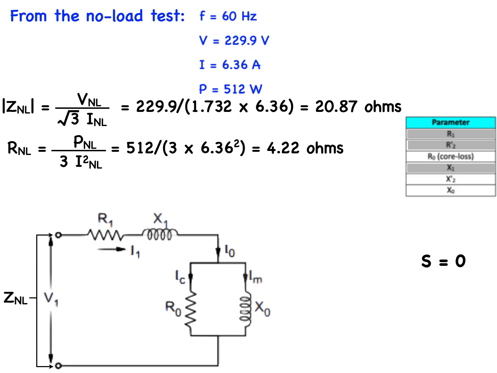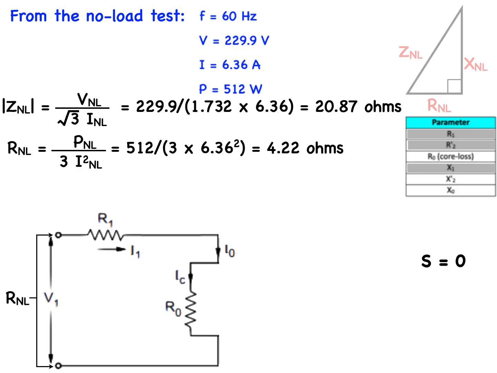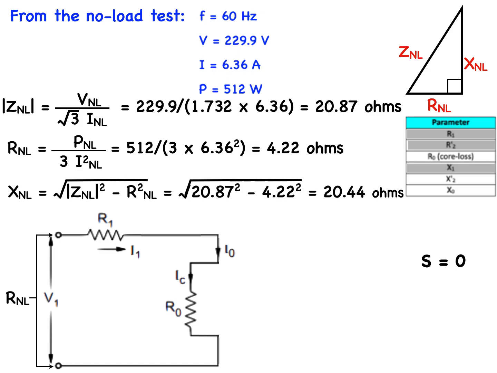The per-phase reactive component, XNL, is given by making use of the impedance triangle shown here, which equals the square root of the quantity ZNL squared minus RNL squared, and that is equal to the square root of the quantity 20.87 squared minus 4.22 squared, and that's equal to 20.44 ohms. XNL represents only the reactive component of the impedance and is X1 in series with X0.